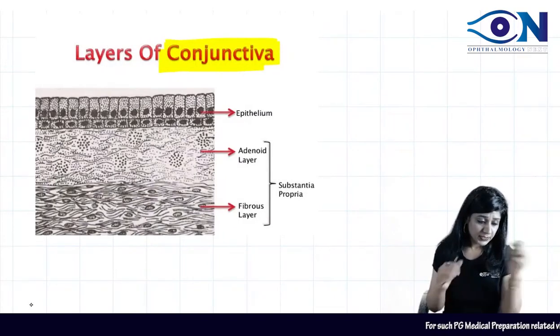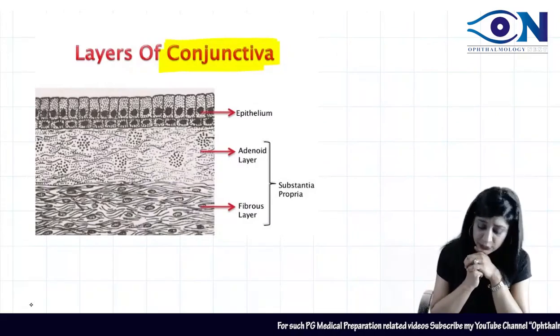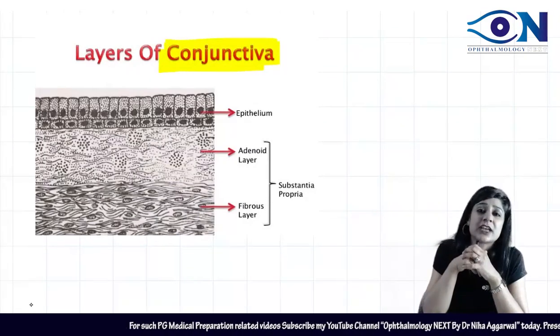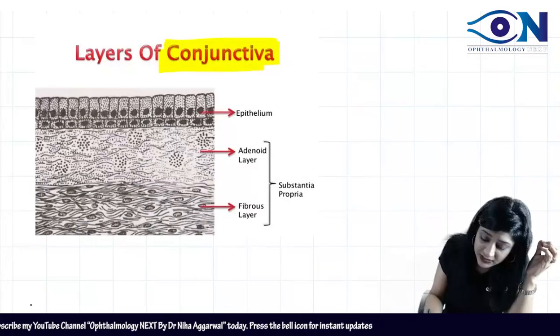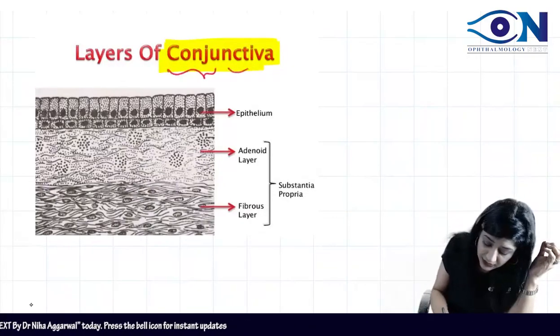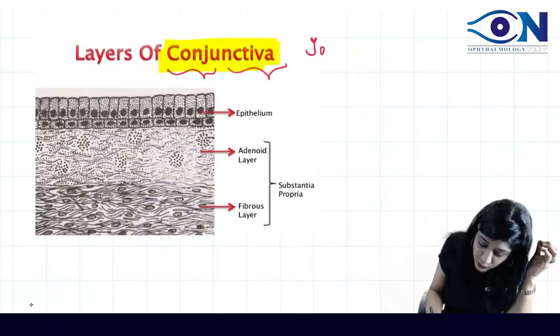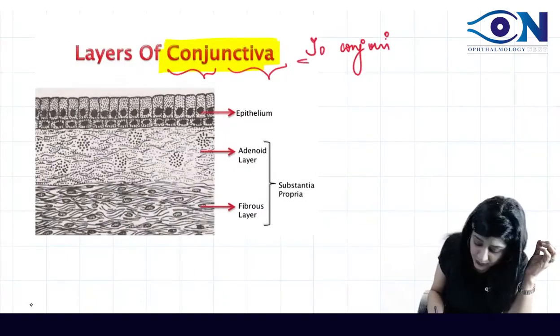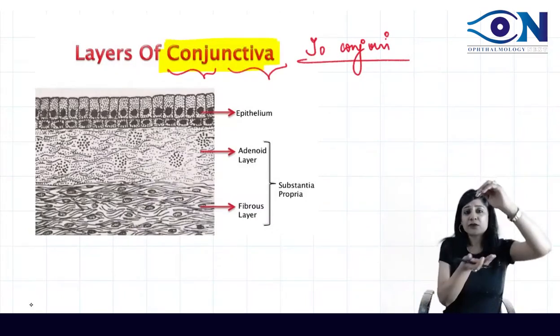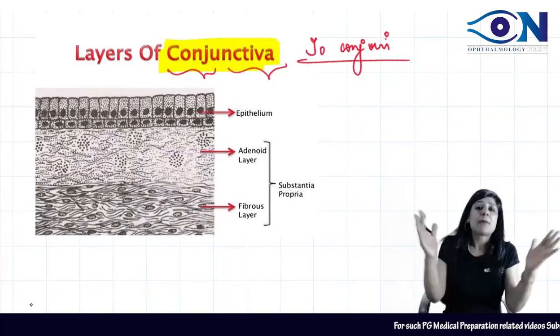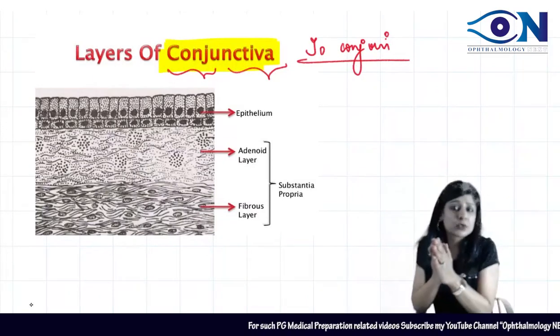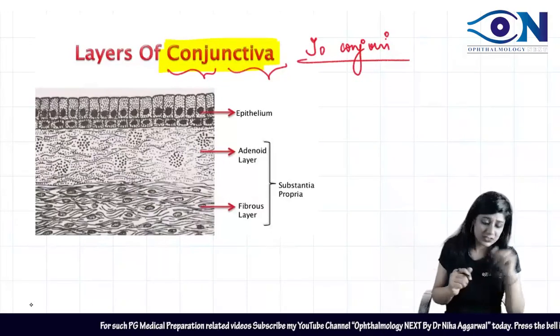All right. So let's get started with the conjunctiva. See, when I use the word conjunctiva, what does this mean? Conjunctiva means to conjoin, right? So basically, if you have the two eyelids and you have the eyeball in the center, you require a membrane that can join the two things. That is actually the conjunctiva.